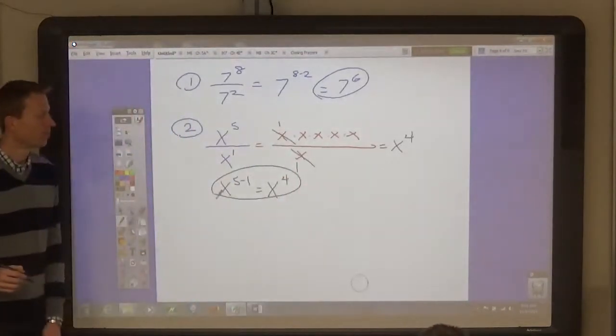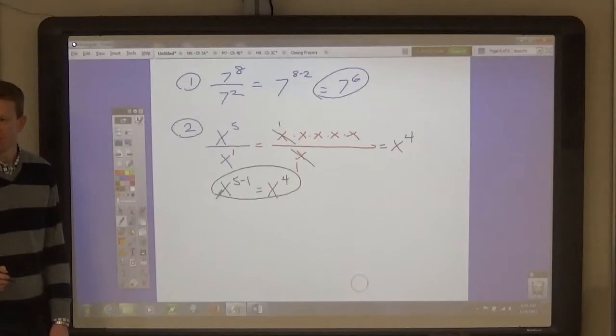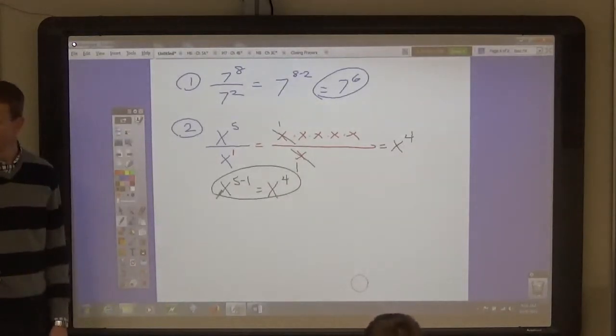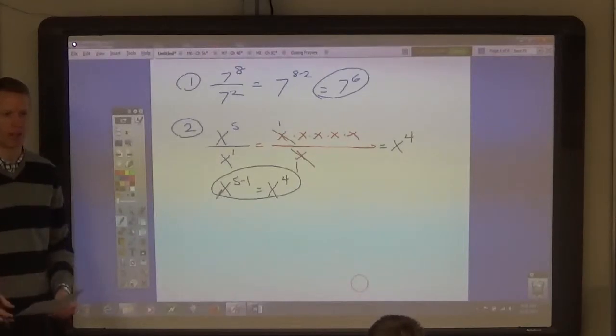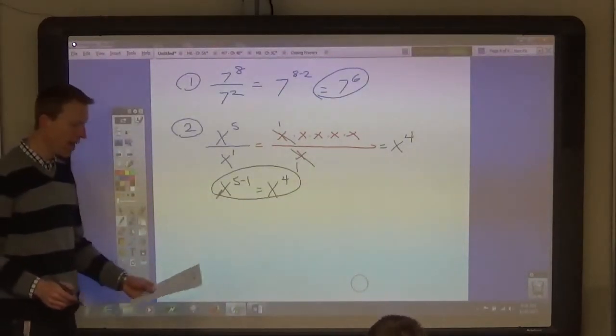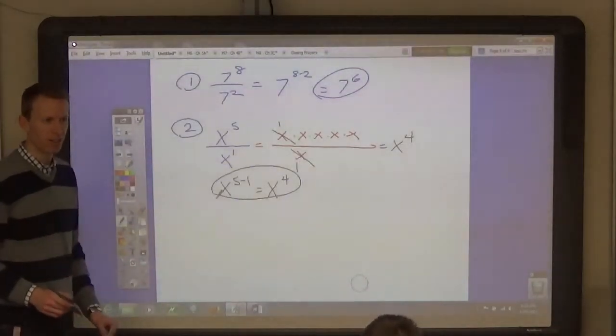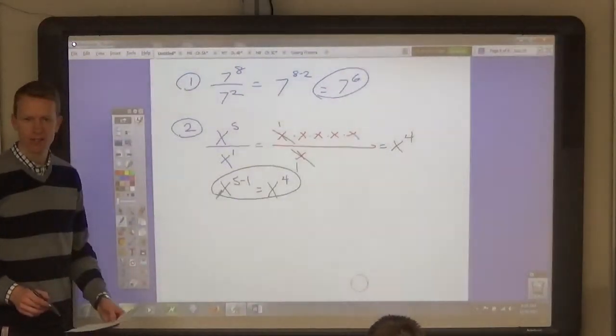What about 5 to the 0th power? That's 1, isn't it? Any number to the 0 power is 1. So 5 to the 0 power is 1. Okay?